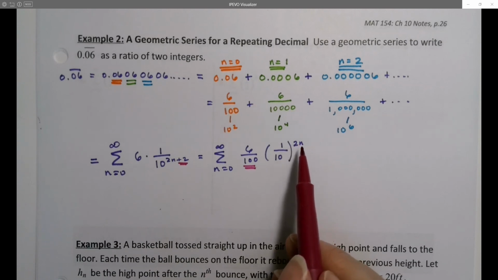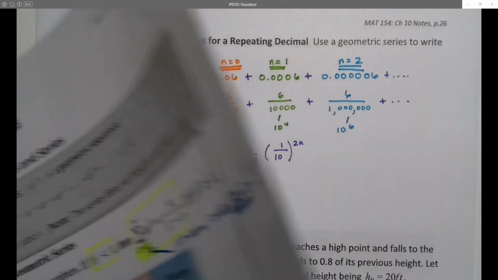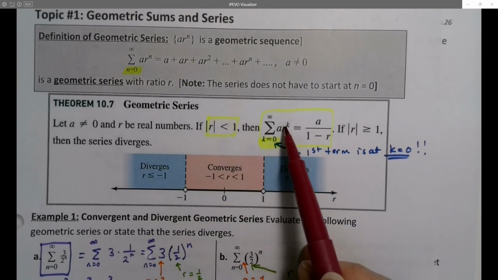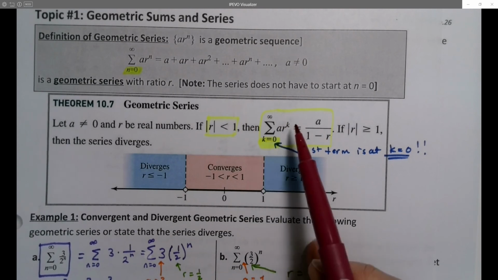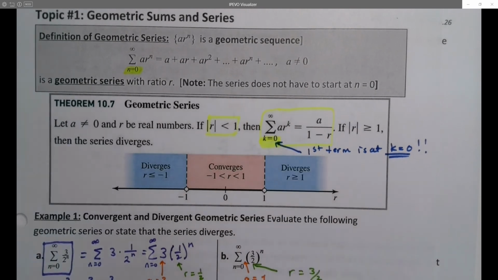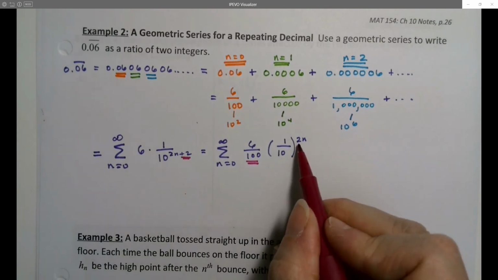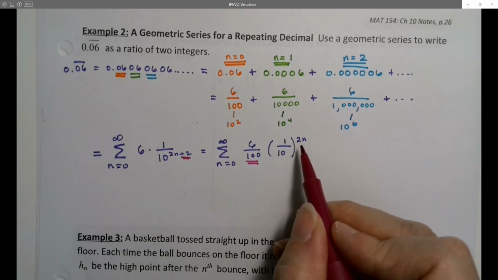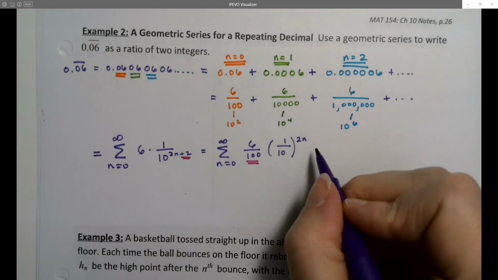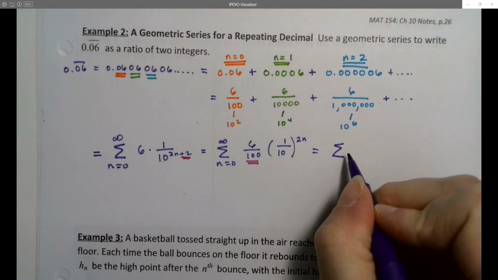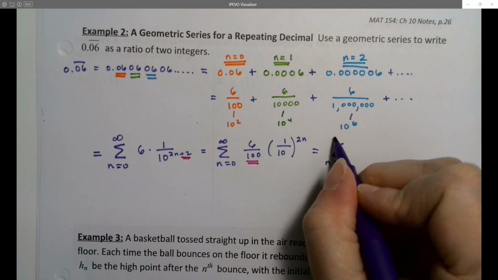I've got 2n now, and if I look at the formula again, it has to start at 0, and it has to just be n, right? Or k and k, or n and n. So I can't have the 2n like I do. Okay, well, what would 10 to the 2 be? 10 to the 2 is 100, right? So I can rewrite this as n equals 0 to 100.